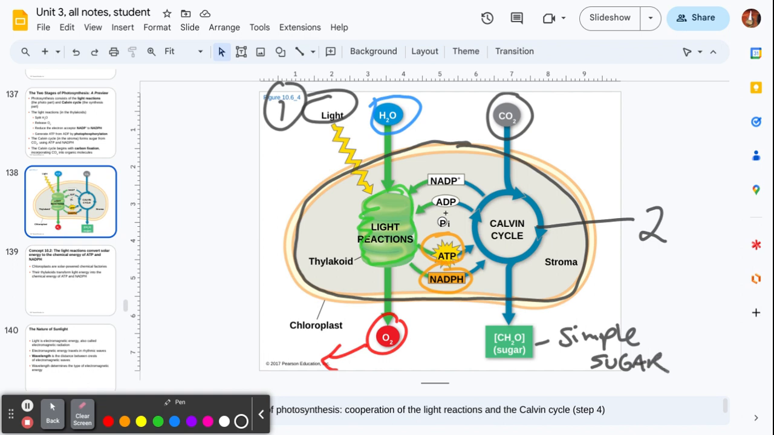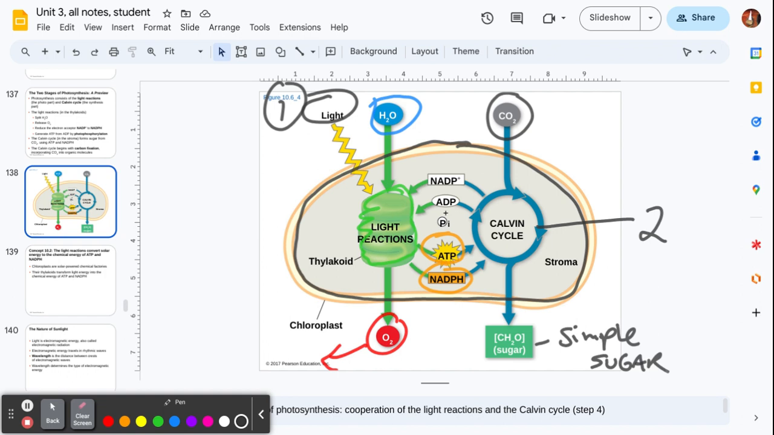Which is just 1 unit long. How many units does it have to be for glucose? There's 1 carbon there. 6, right? I have to have 6 of them, because each simple sugar just has 1 carbon. So I have to have 6 of those.